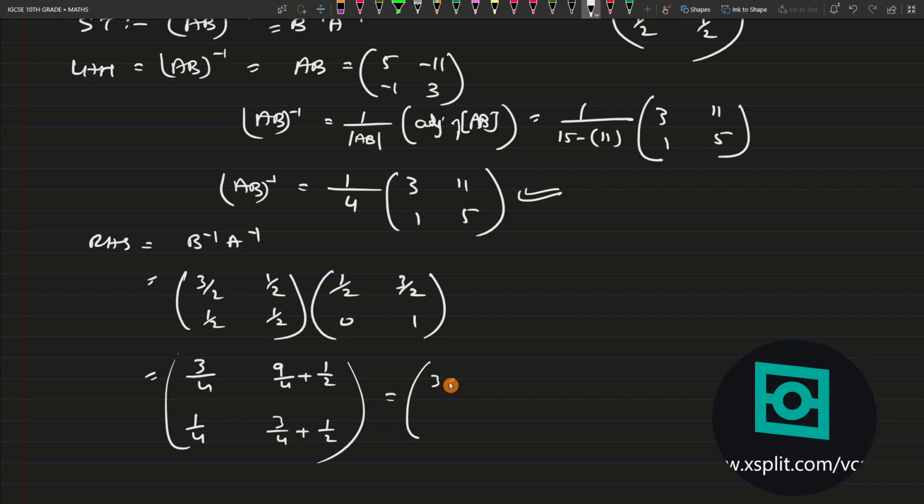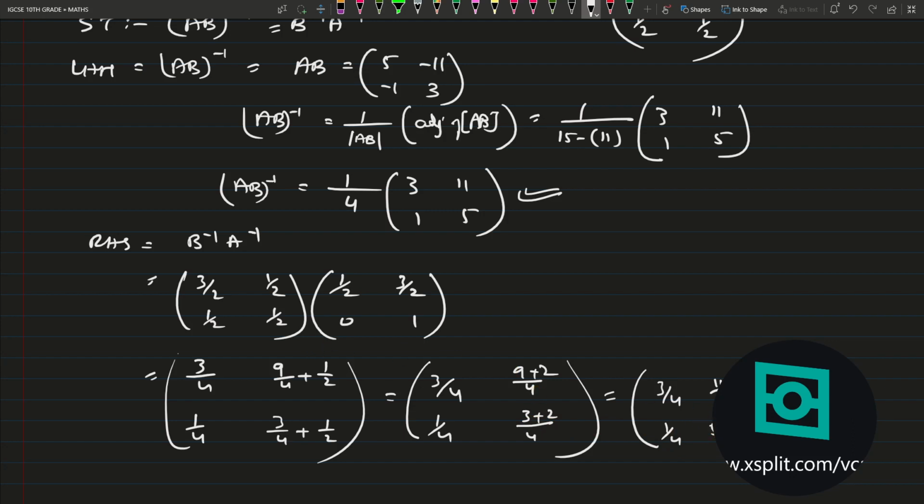This will be 3 by 4, and this should be 9 plus 2 over 4. And this will be 1 by 4, and this should be 3 plus 2 over 4. Okay, so this should work out to 3 by 4, 11 by 4, and 1 by 4, and then 5 by 4. Okay, now this is your right hand side.